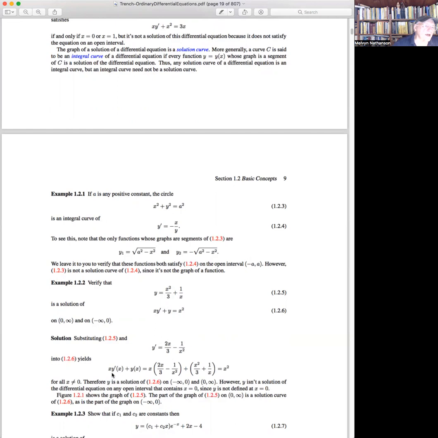xy prime is x times this plus y, that is plus this. And if you multiply through and simplify, you see, in fact, you do get x squared. So this is the solution of the differential equation.